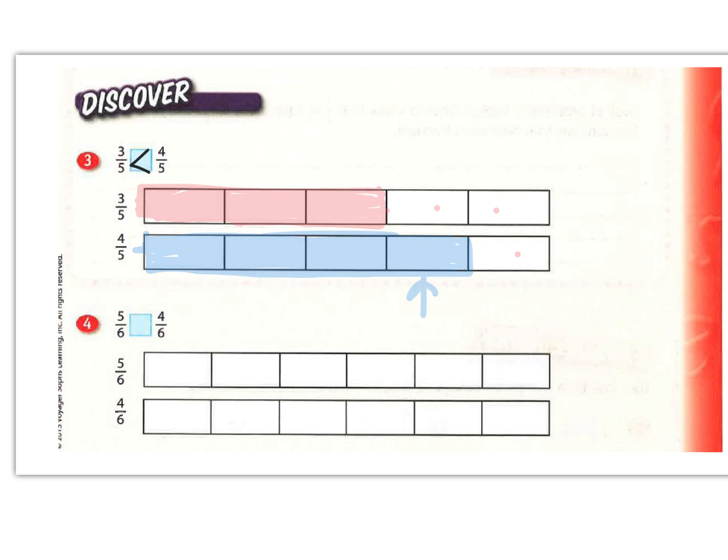Here we have on the next one, 5/6 and 4/6. So again, let's shade in 1, 2, 3, 4, 5, 6. So here we have 5/6. And then on the next one, we'll shade in 4/6, 1, 2, 3, 4 sections. And very easily, again, we can see that 5/6 is greater than 4/6. So we would say 5/6 is greater than 4/6.